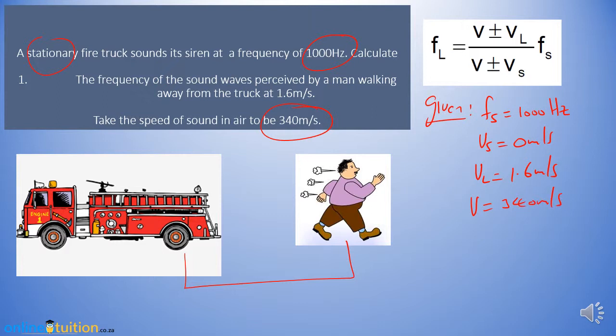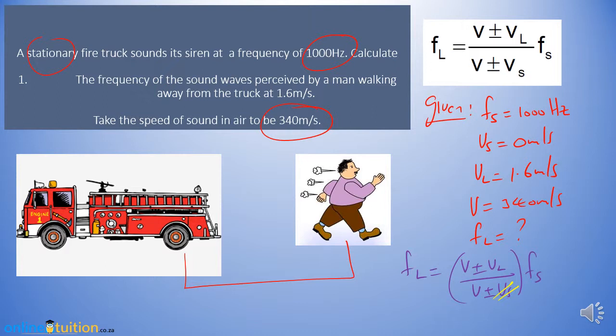So what is the question asking us? It's asking us to work out the frequency as perceived by the listener, or what I would like to call the observer. So if we write down, FL is equal to (V plus or minus VL) all over (V plus or minus VS), and I like to put a nice big bracket over there, times Fs. From our observations of what's given, we know the velocity of the source is 0, so that's gone. We're not dividing by 0, it's just that VS is 0.